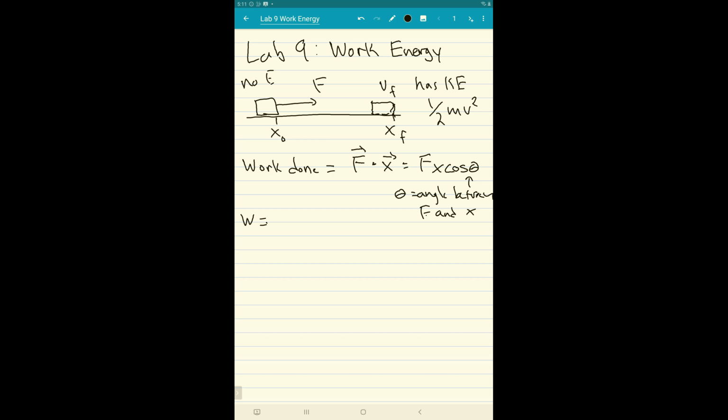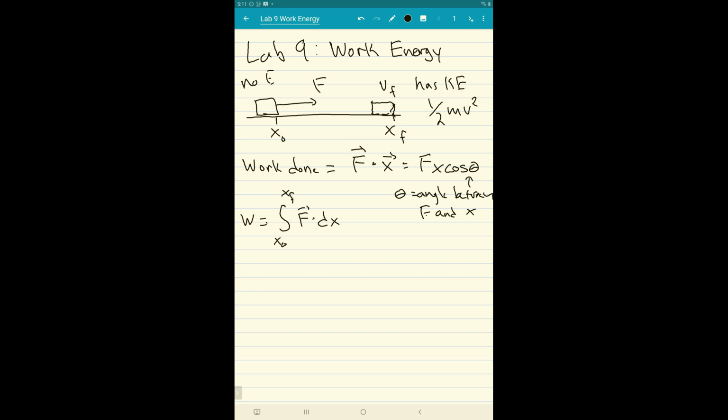So the way we handle this is we actually say it's the integral from some starting position to some final position of F dot dx. Okay, now the dot there takes care of the directional component. Now, for us, we don't really care, because we're going to make our force and distance in the same direction, right? So we don't have to worry about the dot product.